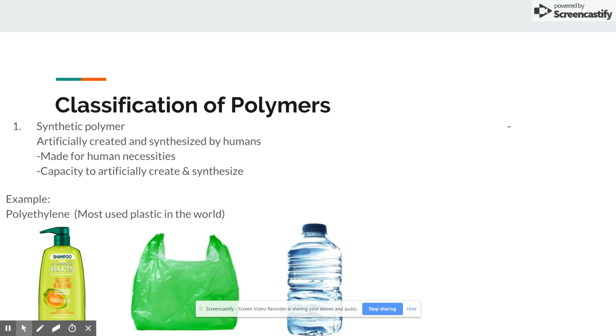A synthetic polymer is a polymer that is artificially created and synthesized by humans, meaning that this is where we change it and it doesn't come from nature. It's made because it's something that we need. Take, for example, shampoo bottles, water bottles, and plastic bags. Now, the most commonly used type of plastic is polyethylene, which, as I previously mentioned, is used for water bottles, plastic bags, and shampoo bottles.